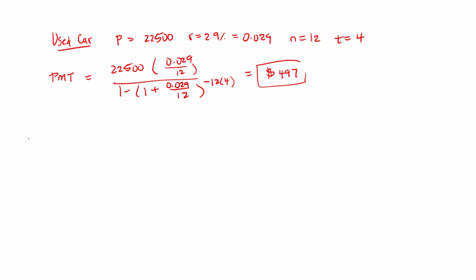All right, so the last part now is to find the difference. For our new car, the cost was $533. For our used car it is $497. When we subtract those two values, we'll get $36. So the difference between getting a new car and a used car is $36.